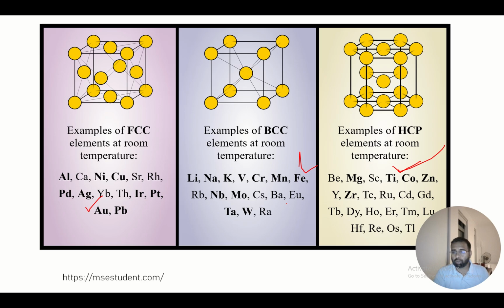and the density also depends on the ionic radii. So there are various things we need to understand, but roughly you can say that FCC and HCP are much more dense as compared to BCC.